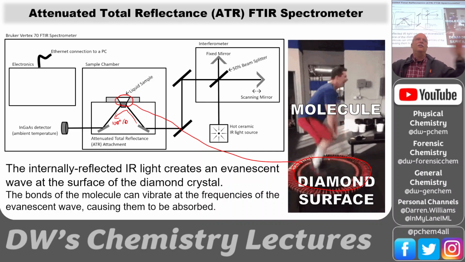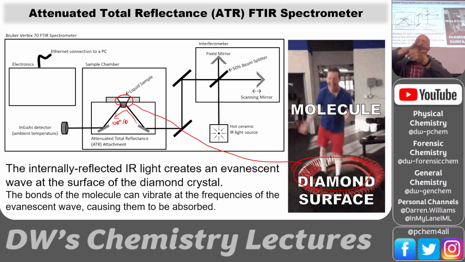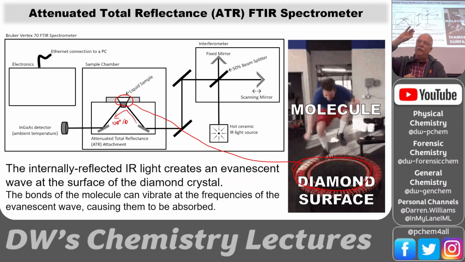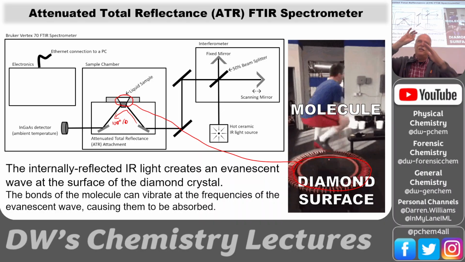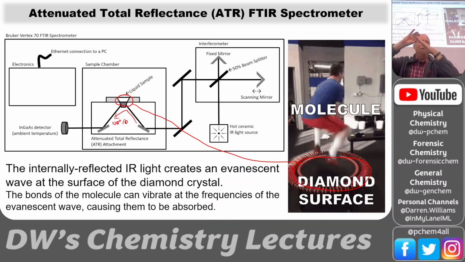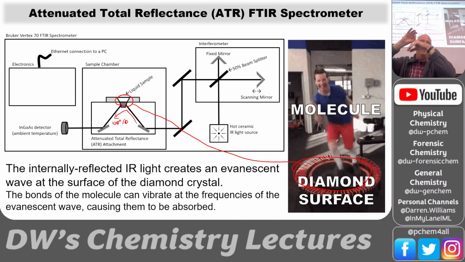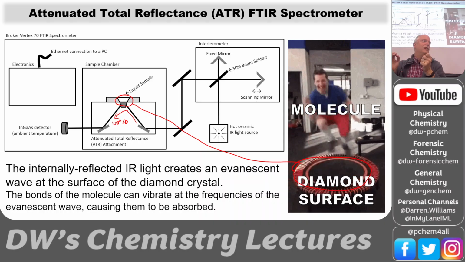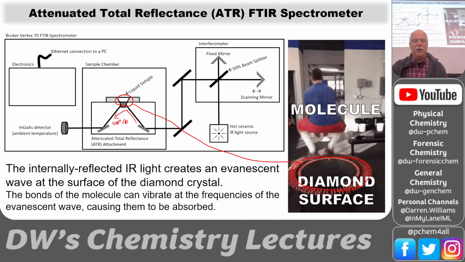It's great because there's zero sample prep. We put our powder on top, press a little anvil to make sure it's touching the trampoline, the diamond surface, and we send our light through the bottom of the diamond. We don't send it through the sample, just through the bottom of the diamond. And where the sample's touching that diamond, it can steal some vibrational energy out of that light, and we get a spectrum.